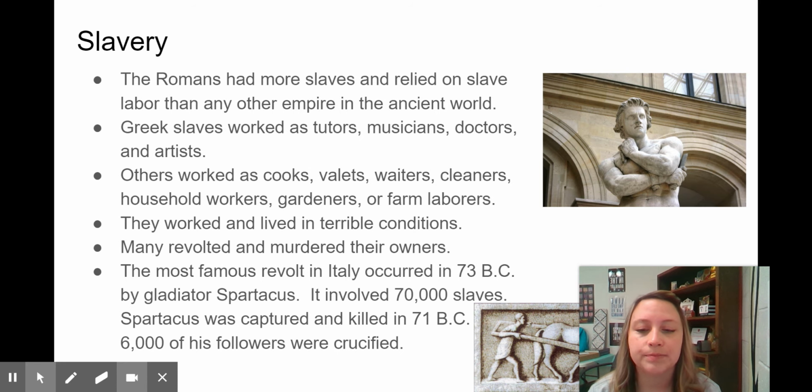So basically Spartacus riles up 70,000 slaves and they're fixing to come through and destroy everyone and try to gain their freedom and take over the government. But they capture Spartacus and then kill him in 71 BC. And then 6,000 of his followers were crucified thereafter. So if you can imagine 6,000 people being crucified, that probably taught a lot of the slaves a lesson.